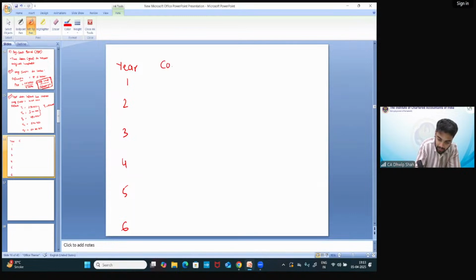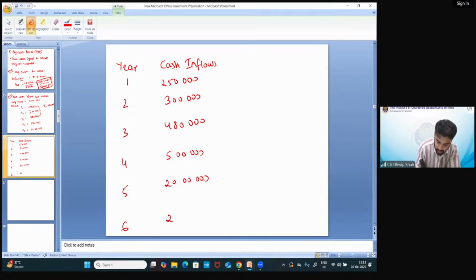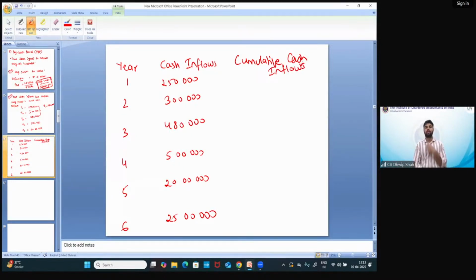Second column, again very simple. Write down the amount of cash inflows: 2 lakh 50,000, 3 lakh, 4 lakh 80,000, 5 lakh, 20 lakhs, 25 lakhs. Third and very important column, prepare a column of cumulative cash flows, because this will give you a very quick insight into between which years my original investment is getting recovered. That's why we prepare this column.